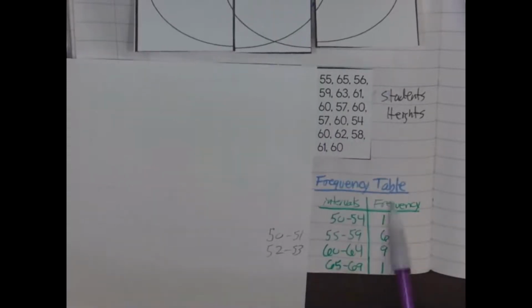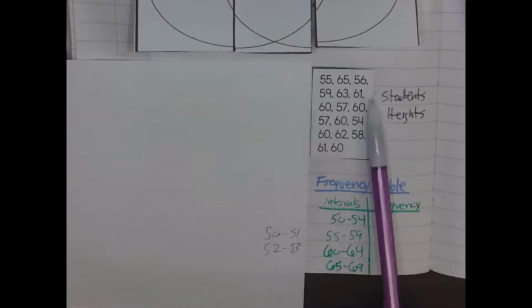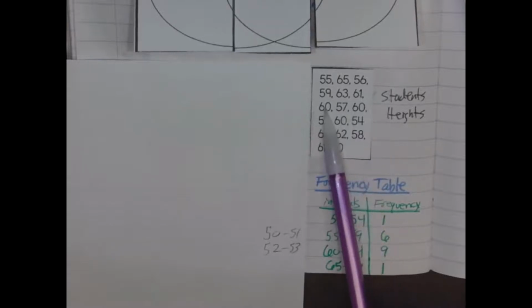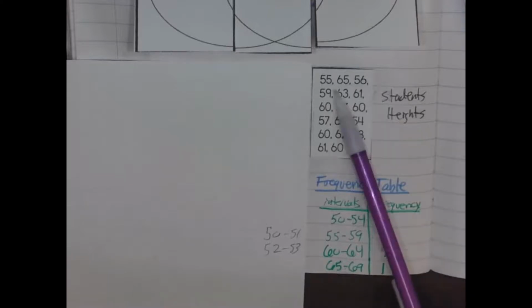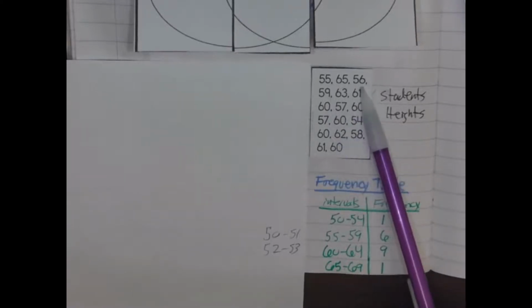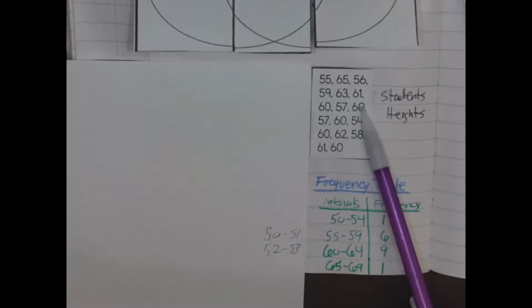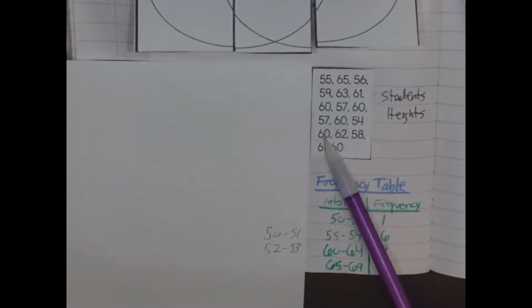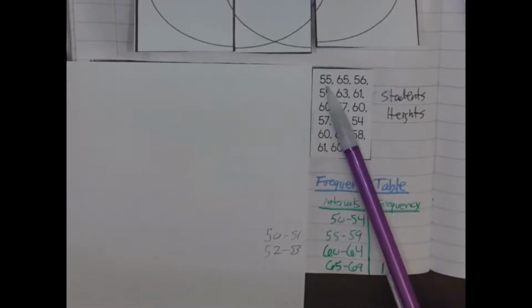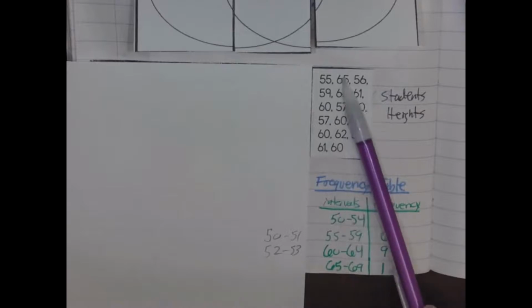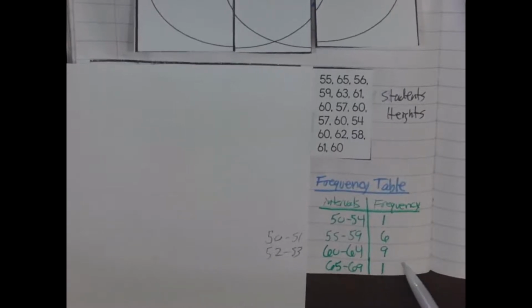And then I counted my 60 to 64s. So we have 1, 2, 3, 4, 5, 6, 7, 8. I feel like I've missed one. Let me double check here. 60 to 64. So 1, 2, 3, 4, 5, 6, 7, 8, 9. And I wrote 9. And then 65 to 69, I look, and there's only one right there, 65. So there we are. Here's my frequency table that matches my data.